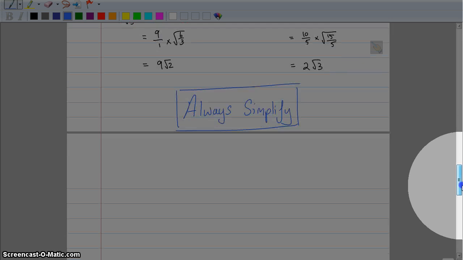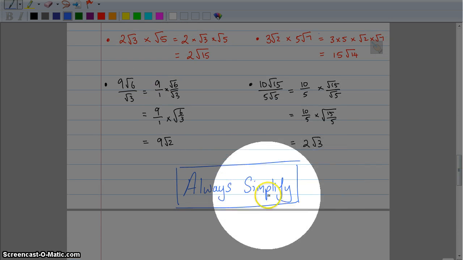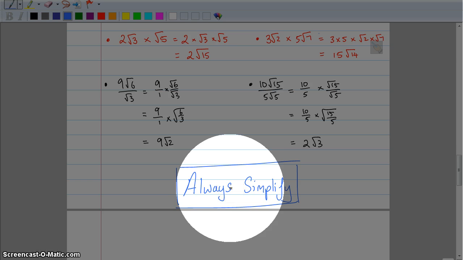And the very last thing I want to say to you guys is that you always need to simplify. Whether you're multiplying, dividing, even later on when we do adding and subtracting, you always need to simplify the surds.